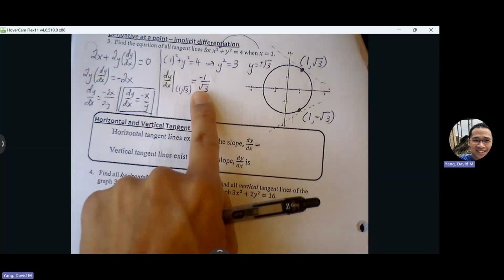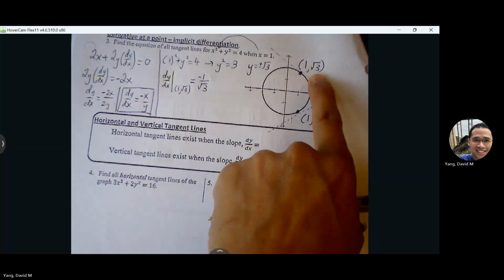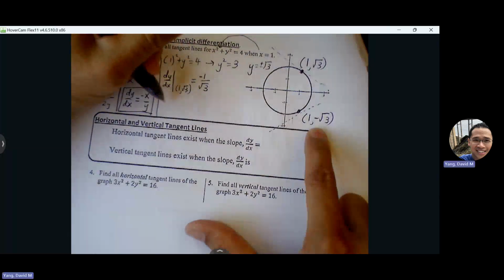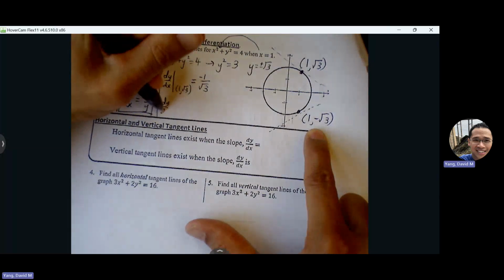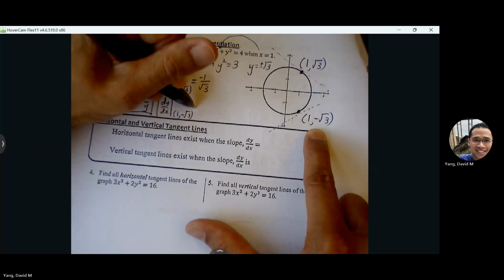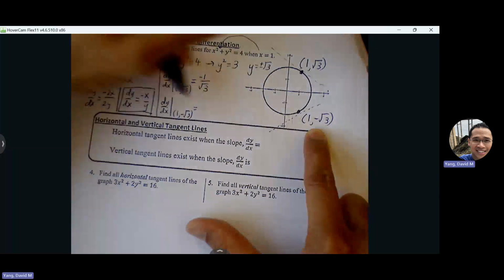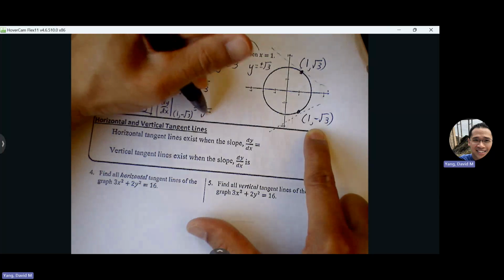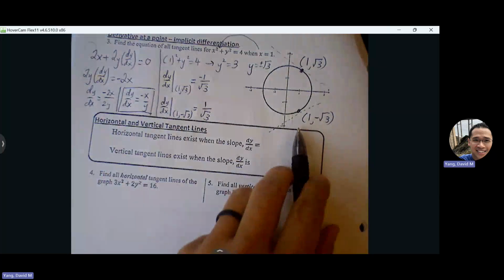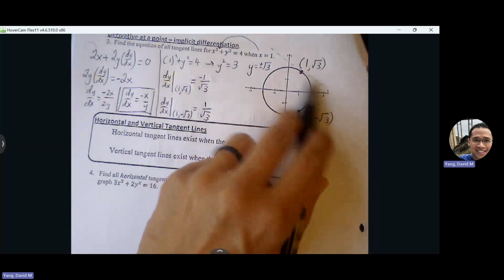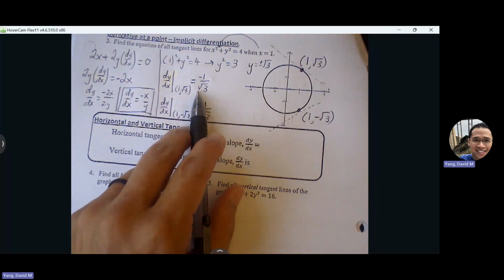So this is the slope for this tangent line. And then the slope for the other tangent line, the negatives cancel out, so I'm just left with 1 over root 3. And that makes sense, right? We're expecting this to be a positive slope. We're getting a positive number in return. We expect that to be a negative slope. We're getting a negative in return.